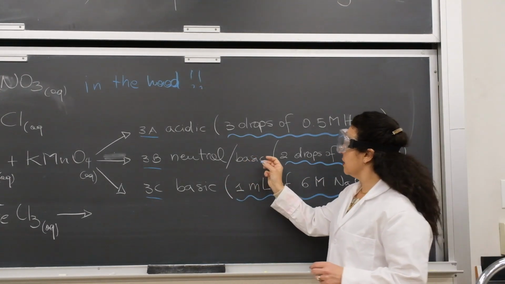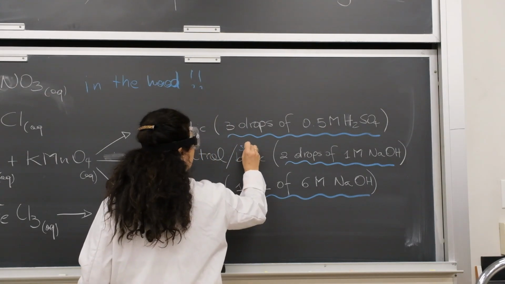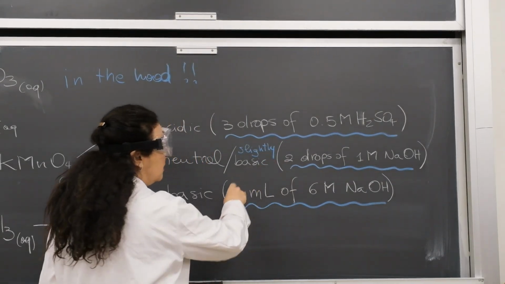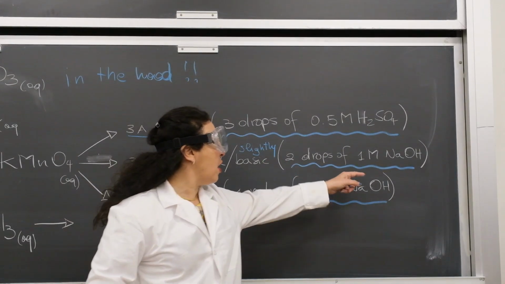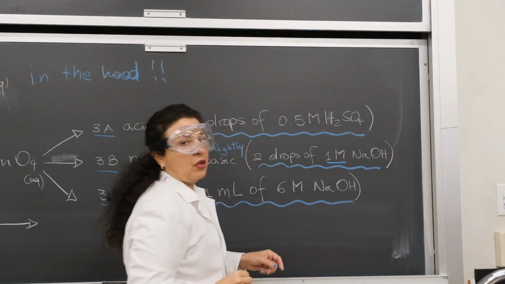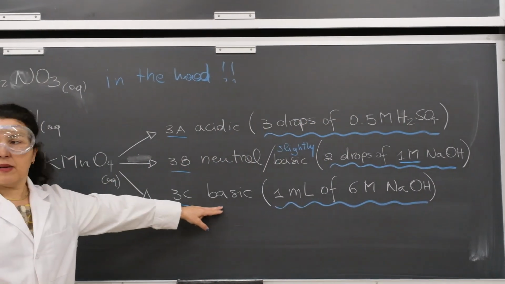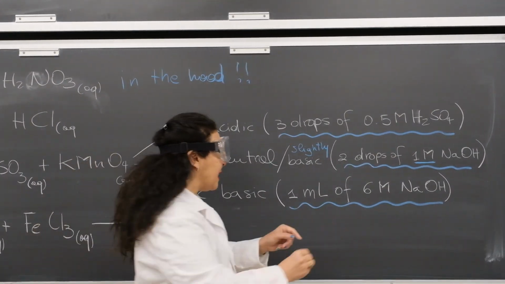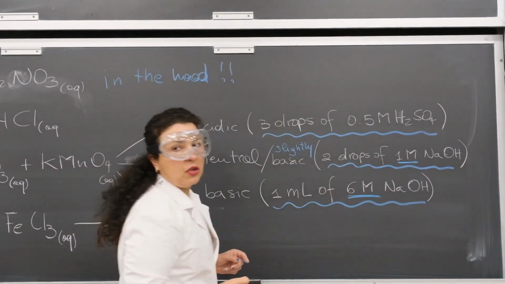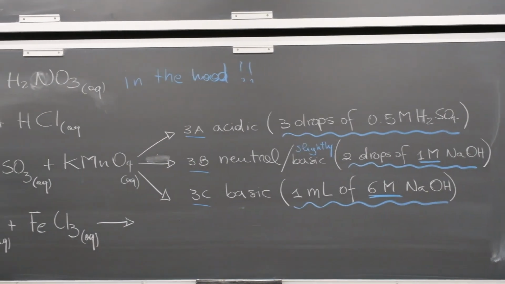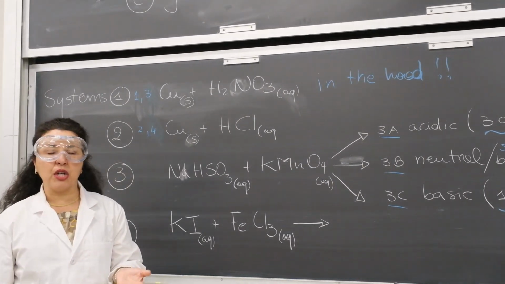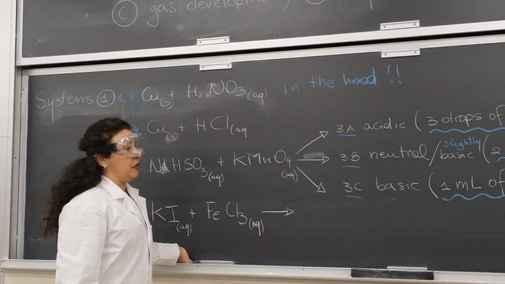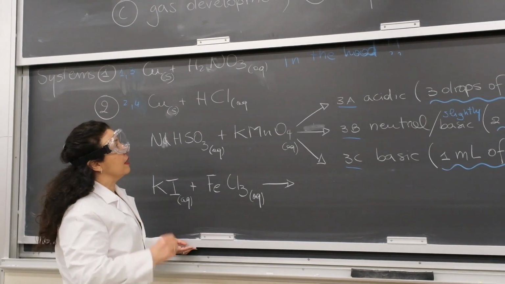Then the neutral, slightly basic solution, where we are adding 2 drops of 1 molar sodium hydroxide, and then basic, in which we are adding 1 milliliter of 6 molar sodium hydroxide. So you want to see if you see a change in color, formation of a gas, or anything else that we listed above.